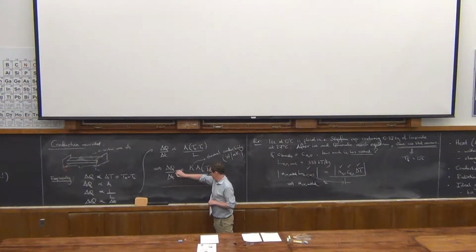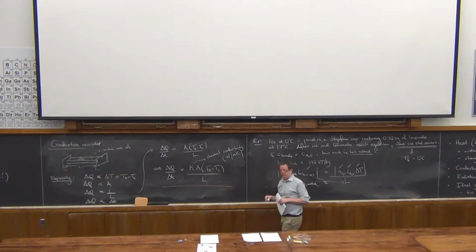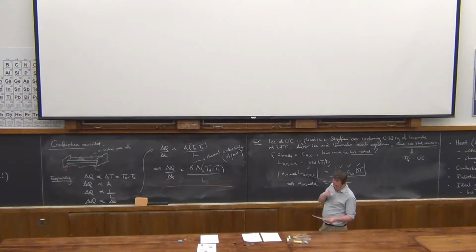Joules over seconds is watts. Area, meters squared, meters, Kelvin, so that gives us the consistent units for our thermal conductivities. And so those are some of the basic ingredients you'll need to do simple calculations on conductivity.